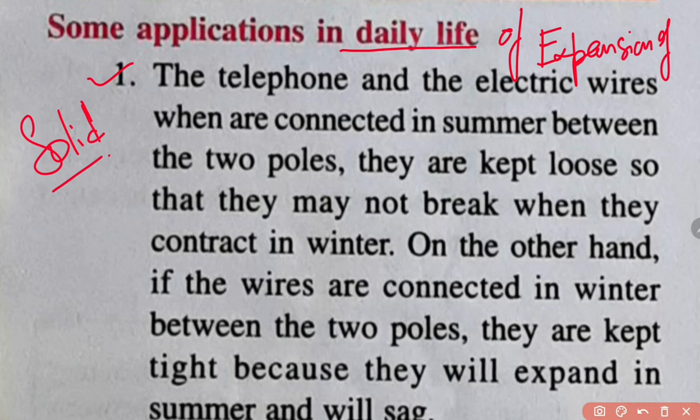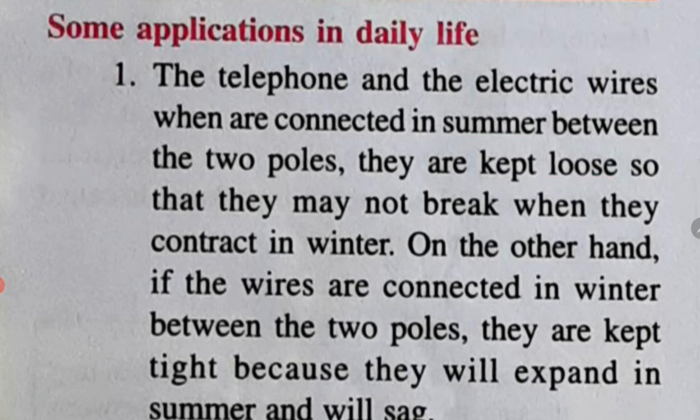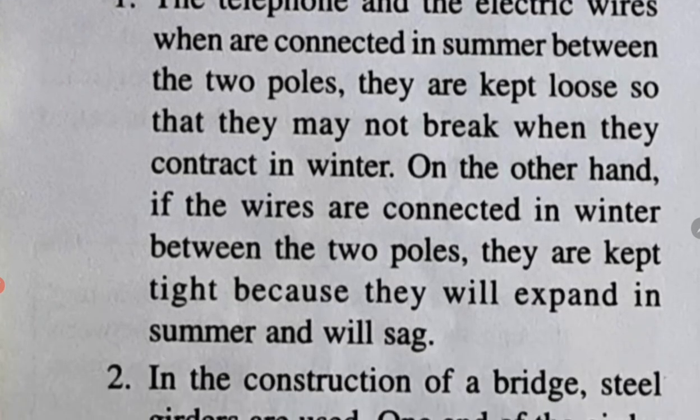So number 1, the telephone and the electric wires, when they are connected in summer between the two poles, suppose the construction is being done in summer, they are kept loose so that they may not break when they contract in winters. On the other hand, if the wires are connected in winter between the two poles, they are kept tight because they will expand in summer and might sag.